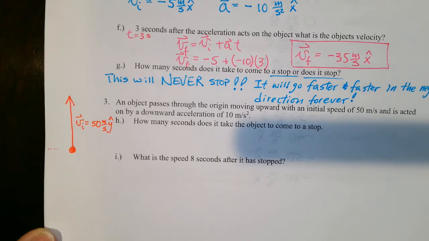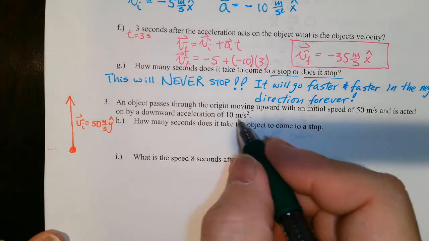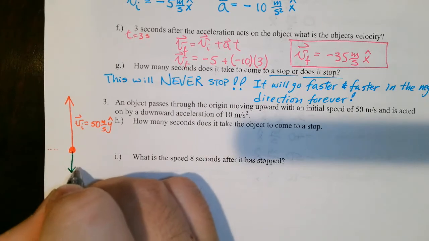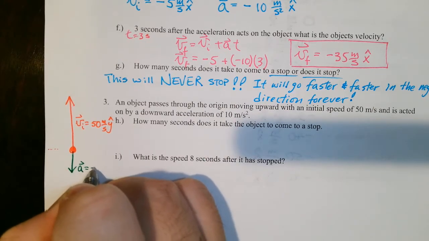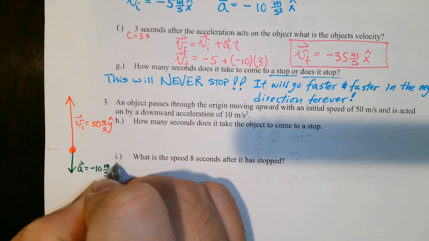And it is acted on by downward acceleration, right? Downward acceleration of 10 meters per second squared. So acceleration happens to be -10 meters per second squared y hat.